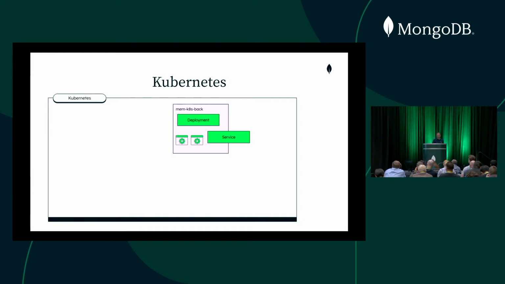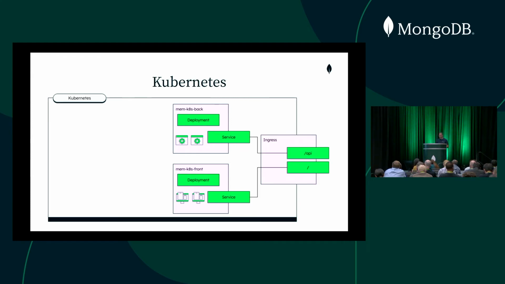So this is what we'll have for our backend. We'll have something very similar for the front end as well. So we'll have another deployment. The deployment will be in charge of making sure that we've got two pods running the front end at any given time, and then we'll have a service exposing those two pods to the internal cluster.